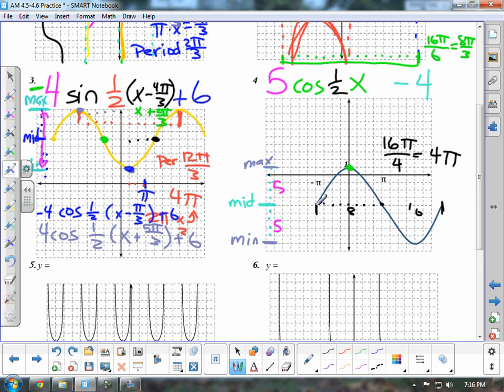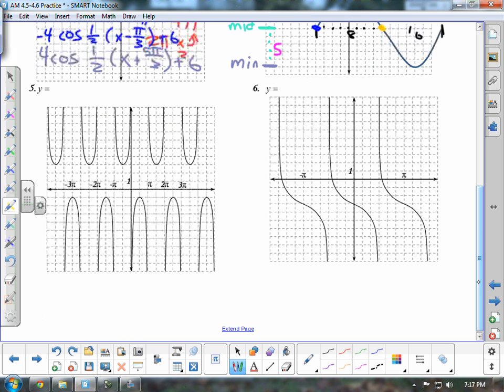If you wanted to use sine, it would be 5 sine. That would be this point right here. And then that is shifted to the left pi. So you would put x plus pi minus 4. And if you use the other point over here as your starting point, then it would be a negative 5 sine 1/2 x minus pi minus 4. Not sure why you'd want to use a negative cosine, because that would just be way too much work.